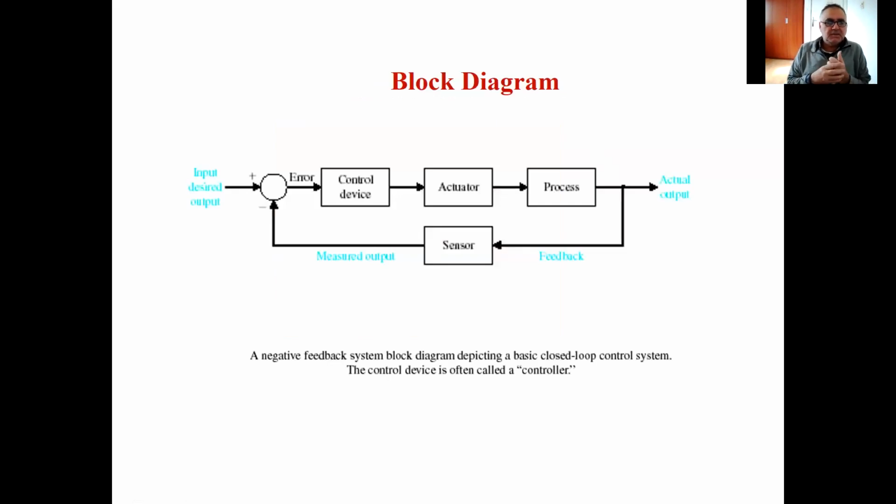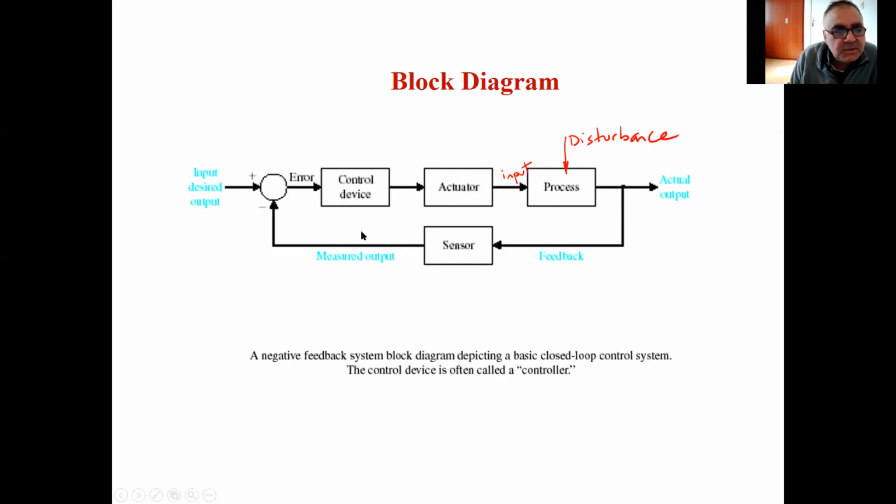Okay, so the block diagram again is the following. Actual output and the desired input is here. Again, one thing that is missing is the disturbance coming to the system. But this is the input coming to the system. The actuator generates the input. The control device drives the actuator. The error drives the control device, and the error is generated by comparing the output and the measured output.